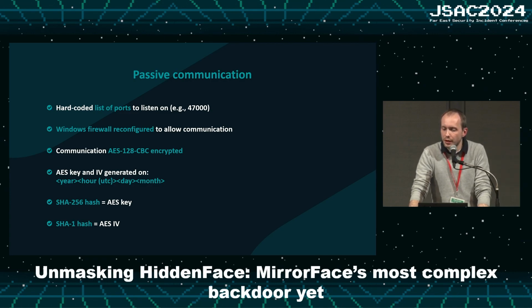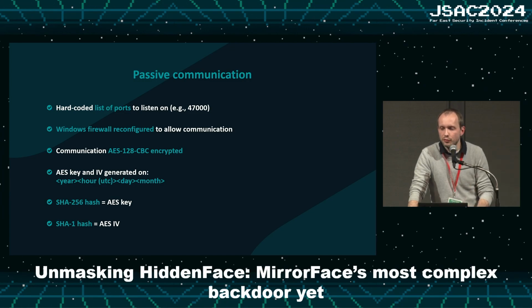Besides the active communication with the CNC server, HiddenFace can also passively listen for the commands on the defined ports. Similar to the active communication, for the passive one, HiddenFace contains a hard-coded list of ports to listen on. But actually, before HiddenFace starts listening on those ports, it reconfigures Windows Firewall to allow the communication on those ports. The communication is encrypted, well, the same as in the active communication case.